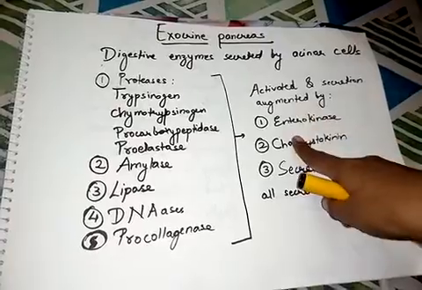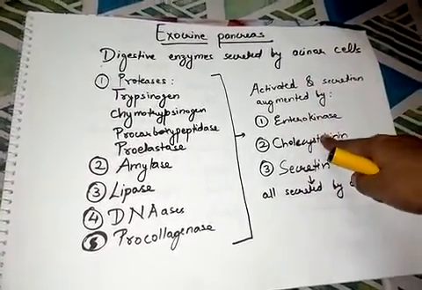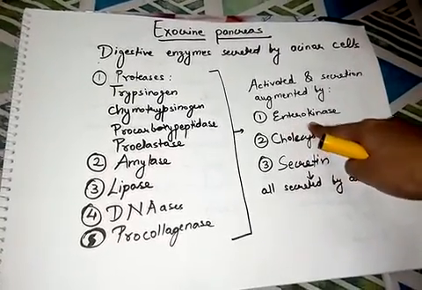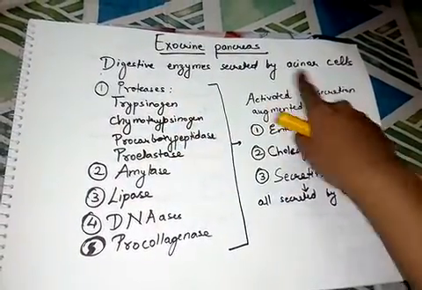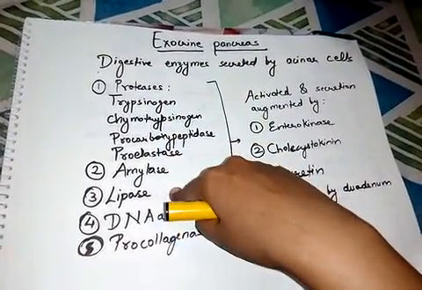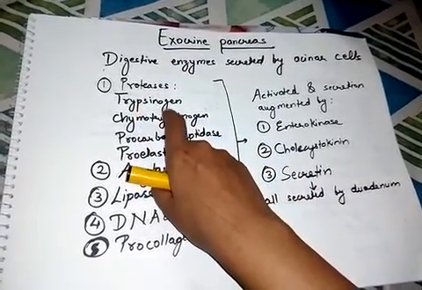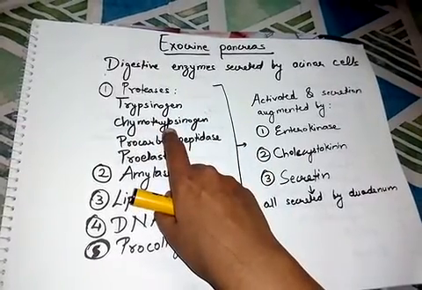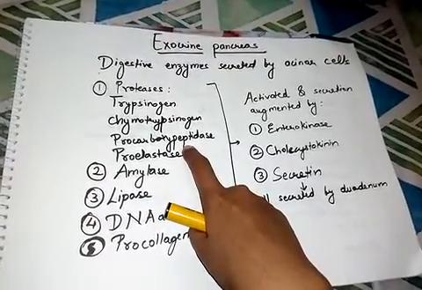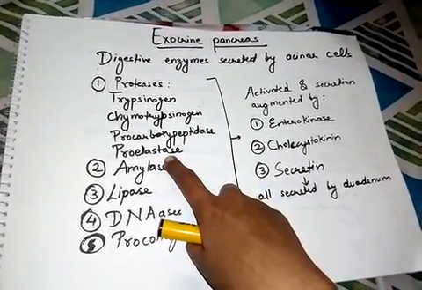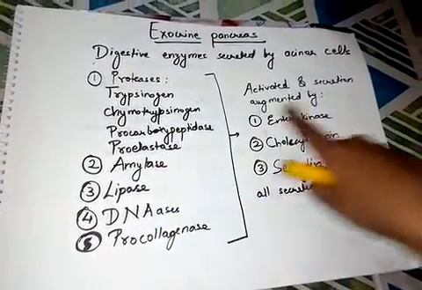First of all, when the protein and fatty contents reach duodenum, duodenum releases enterokinase. This enterokinase goes into pancreatic circulation and cause acinar cells to secrete these enzymes in their inactive forms. Amongst proteases, the enzymes are trypsinogen, which is activated to trypsin, chymotrypsinogen, which is activated to chymotrypsin, procarboxypeptidase, which is activated into carboxypeptidase, and proelastase, which is activated into elastase. These enzymes are converted into their active forms by enterokinase.